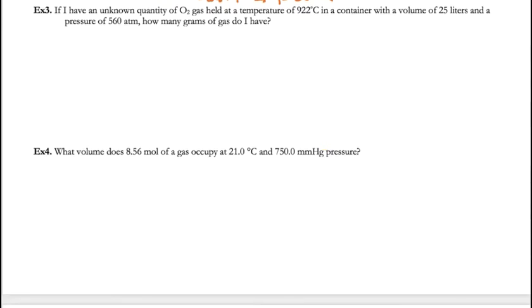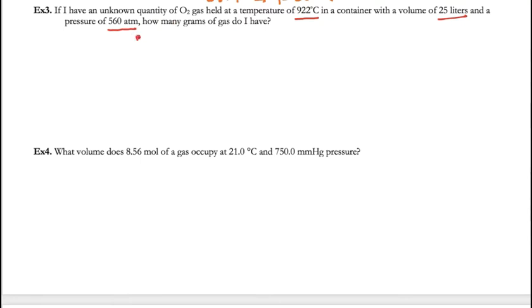All right, let's look at the next practice problem. If I have an unknown quantity of oxygen gas held at a temperature of 922 degrees Celsius in a container with a volume of 25 liters and a pressure of 560 atmospheres, how many grams of gas do I have?